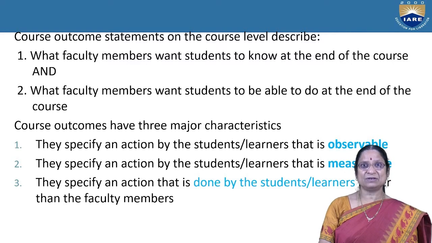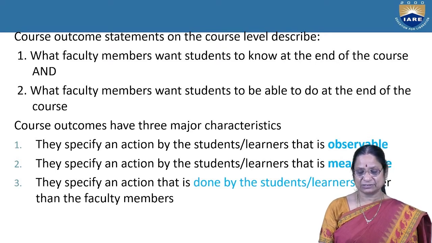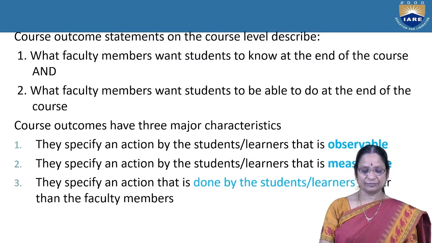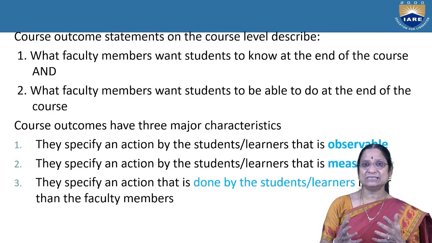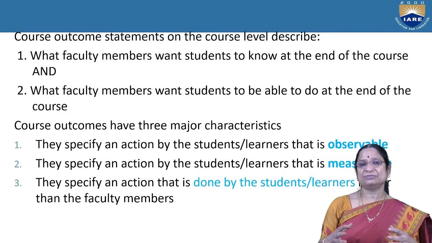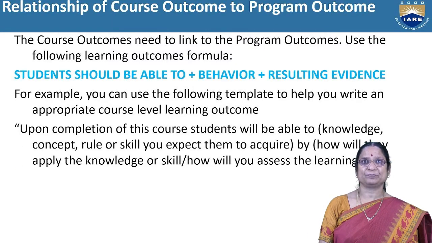Generally, these course outcomes will have three parts. They will specify what is observable in the students, what actions are to be considered, what the students acquired, and how those are going to be measurable. These outcomes specify an action done by the students rather than the faculty member. So these course outcomes are what students will acquire after completion of this course, and those are going to be specified through these course outcomes actually.